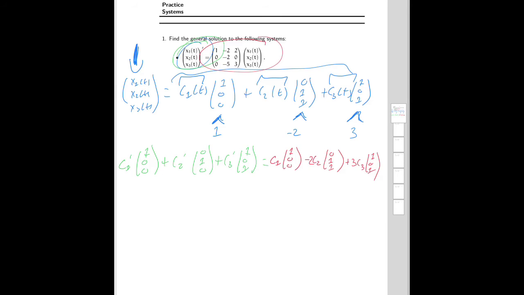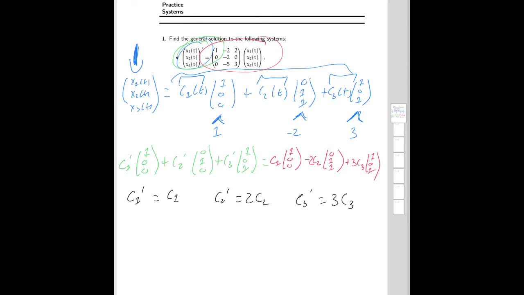Now we can do this compare coefficients thing. If the vector on the left is equal to the vector on the right, this tells us that C1 prime is equal to C1. It tells us that C2 prime is equal to -2 C2. I'm going to write this as a row so I can do everything on one page. And we know that C3 prime is equal to 3C3.